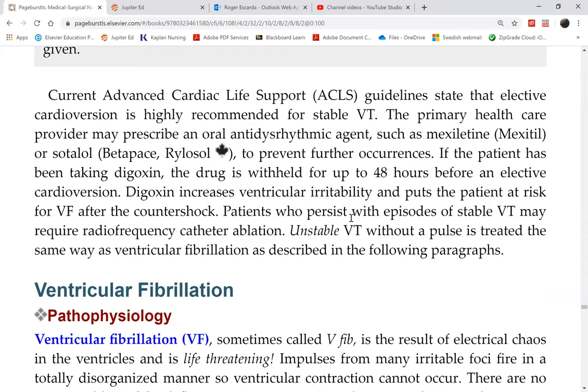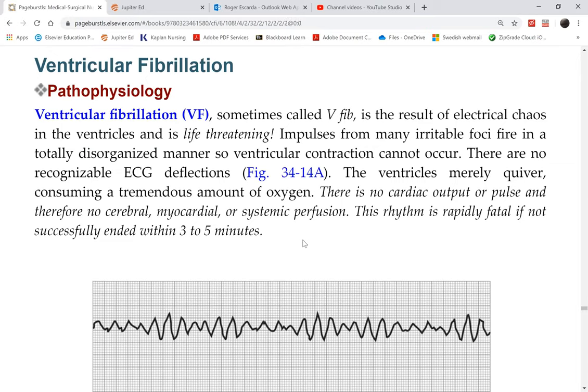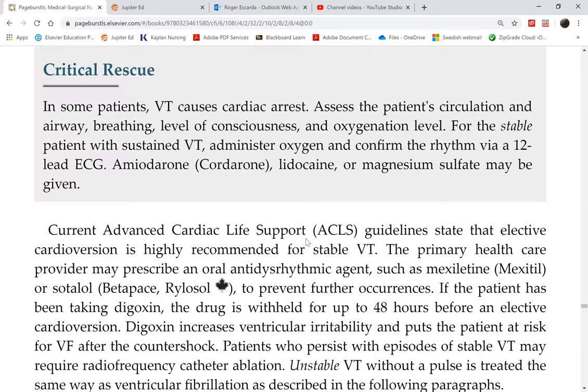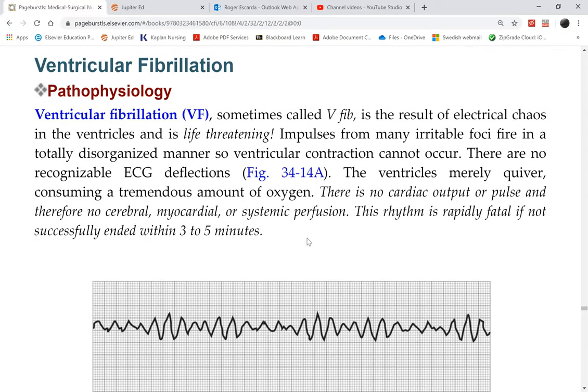And this textbook, of course, ACLS requires additional certification, so we will not test ACLS guidelines. Clear? Yes. All right, very good. VFib, we already talked about the management. VFib is the same management as pulseless VTAC, so it's CPR and ACLS.